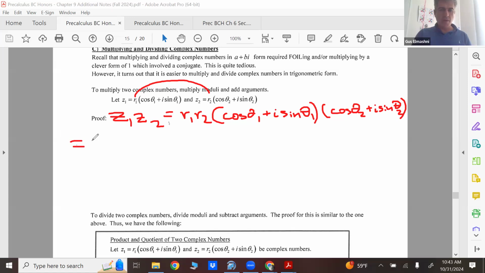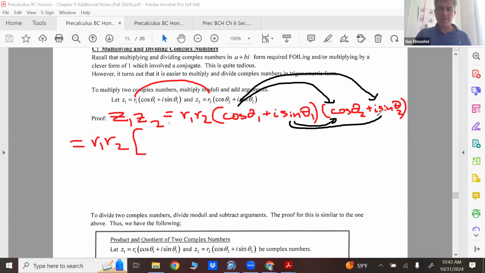Okay, so if I FOIL, I still have R1, R2 on the outside. When you FOIL, you've got to multiply these together, you've got to multiply these together, and you've got to multiply these together. Kind of see where I'm going with this, right? It's kind of crazy. So far, so good. And then plus i sine theta 1 cosine theta 2.